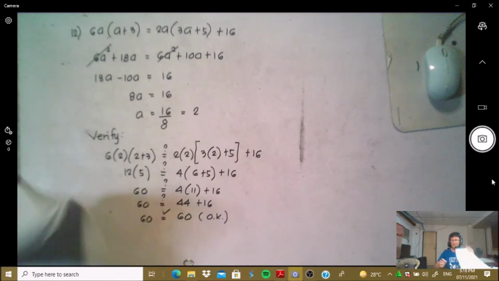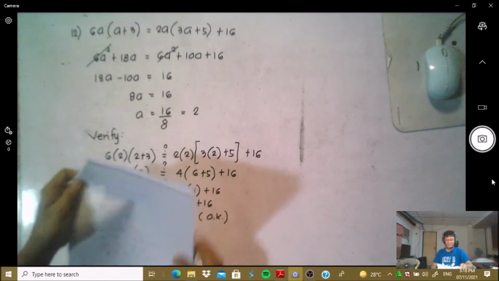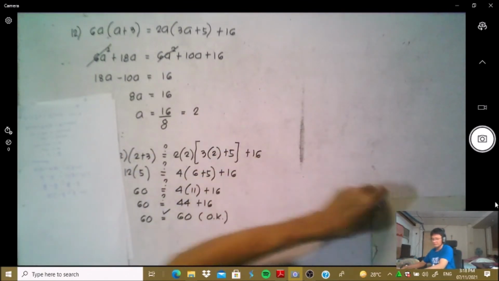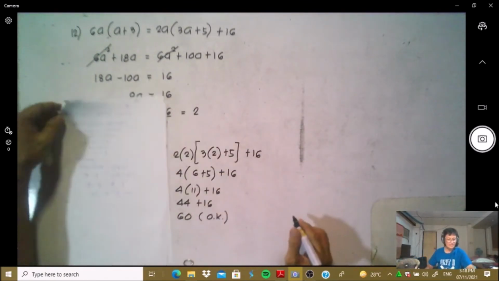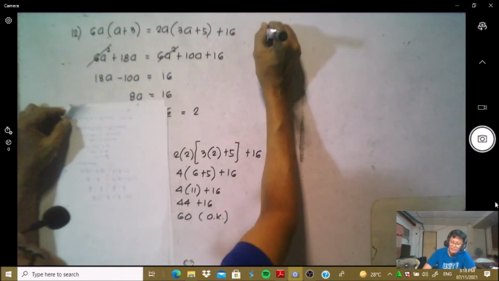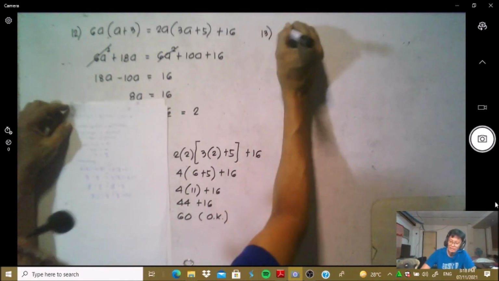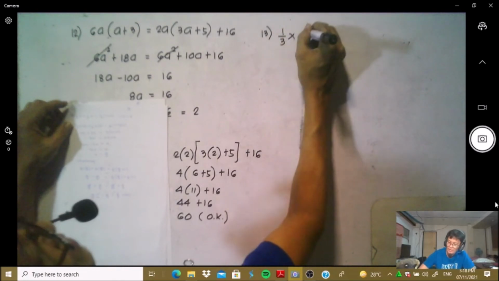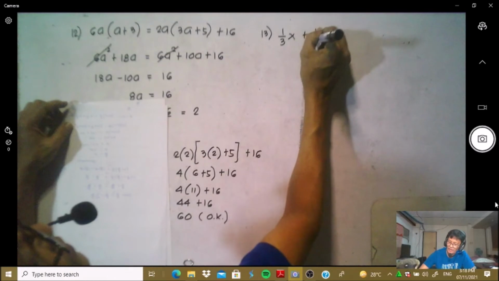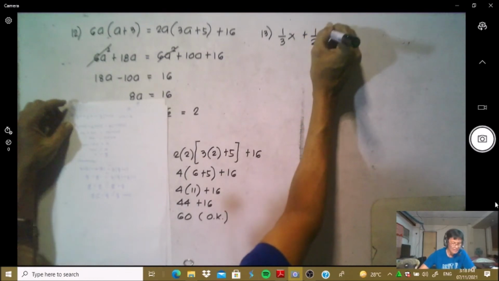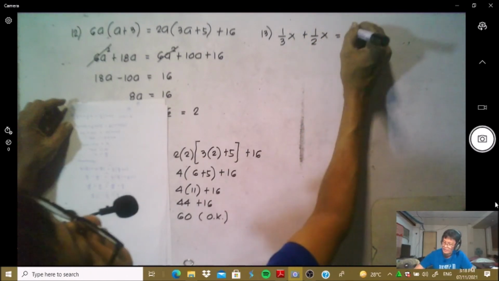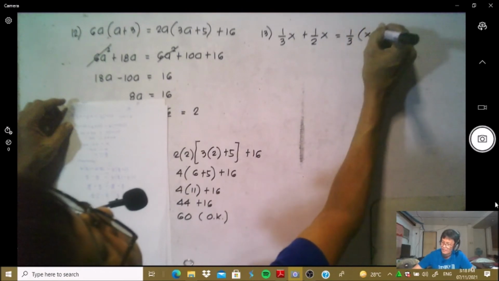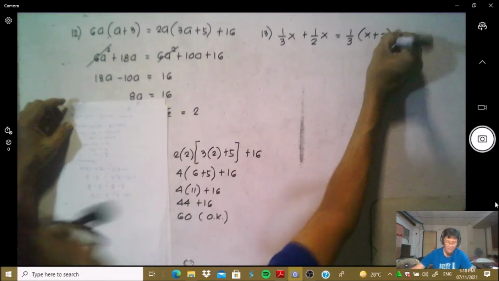And for our last problem for this exercise, we have number 13. We have number 13 and we have 1/3 of x plus 1/2 of x will be equal to 1/3 of x plus 2. Okay?